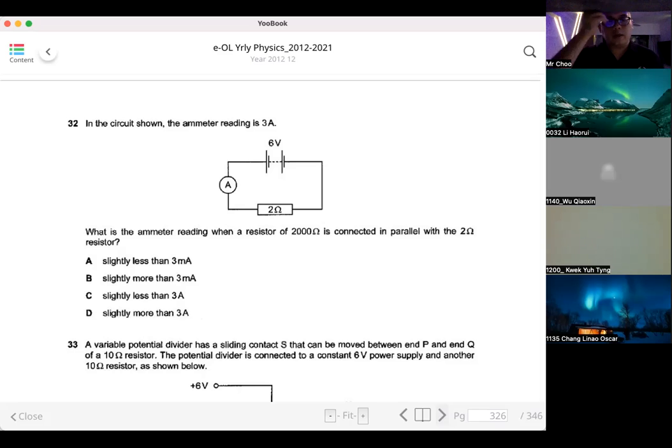Bei Kuan, incorrect. Okay, the ammeter reading here is 3 ampere. Okay, 3 ampere. Okay, Bei Kuan, correct now. Very good. Oscar, incorrect. Incorrect.